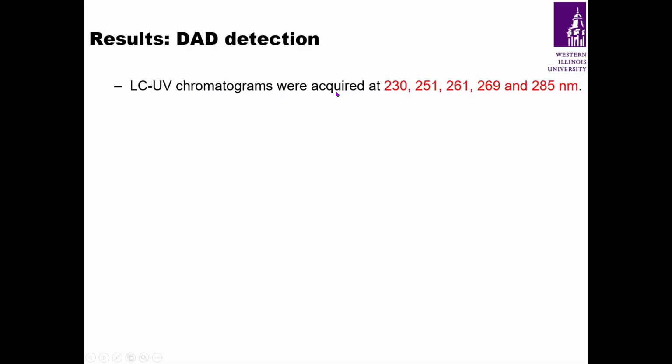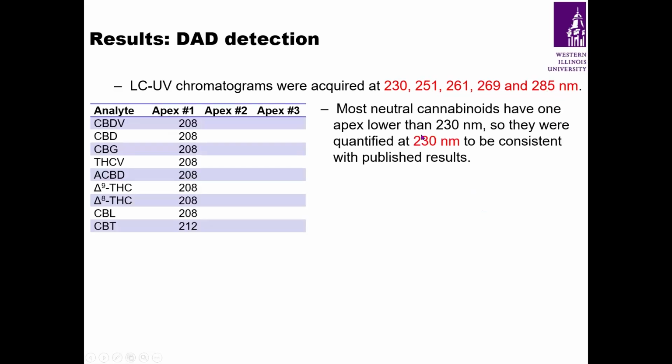LC chromatograms were acquired at 230, 251, 261, 269, and 285 nanometers. Most neutral cannabinoids have one apex lower than 230 nanometers. So they were quantified at 230 nanometers to be consistent with published results. It's noted that because they cannot be detected with longer wavelengths, if the peaks were on a drifting baseline, you are going to have trouble for quantification.